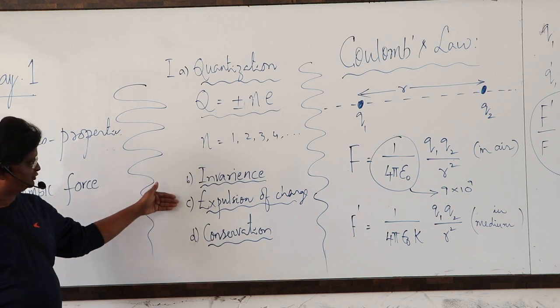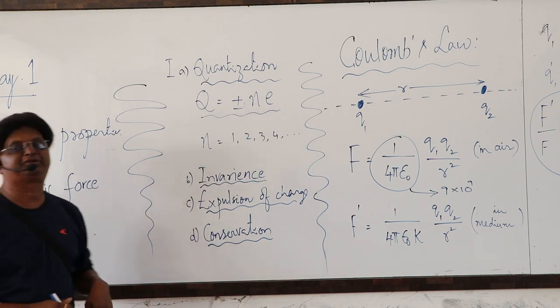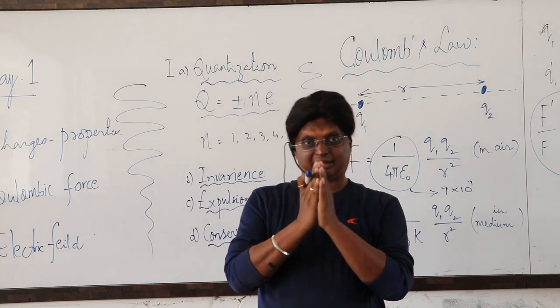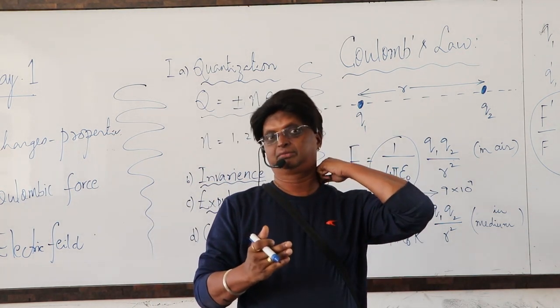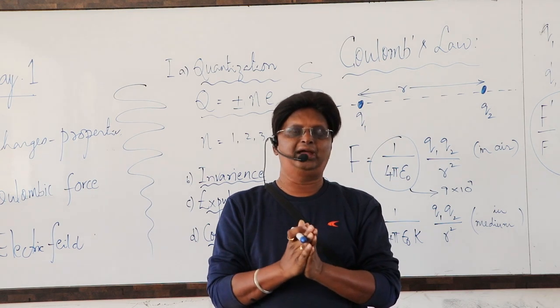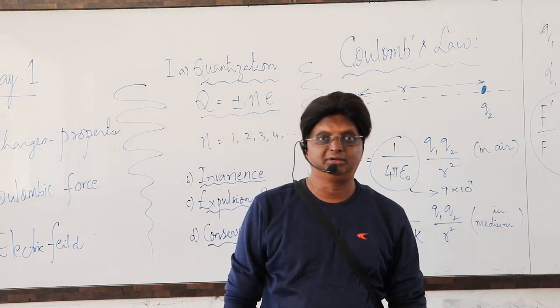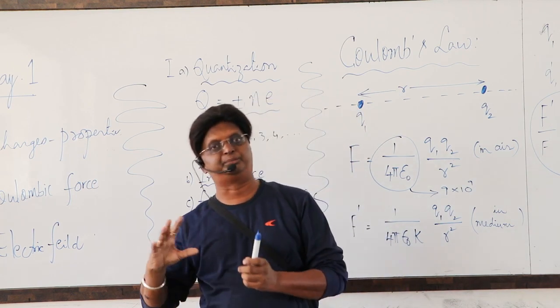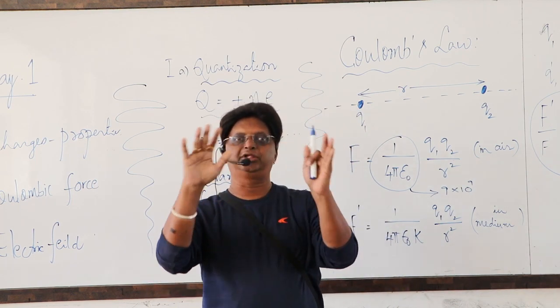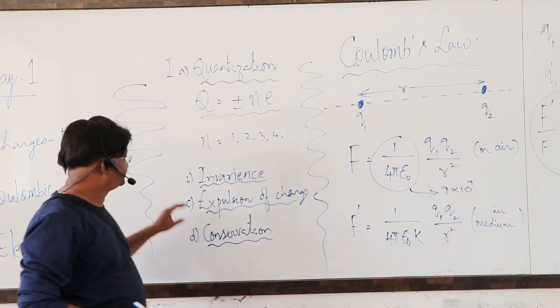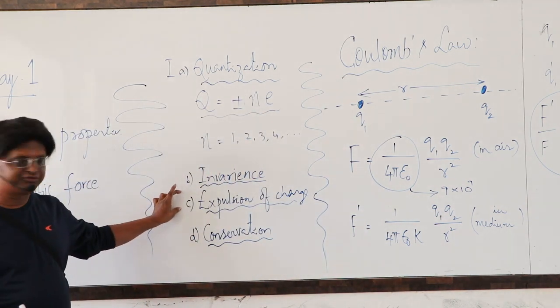And of course, another popular property is expulsion of charge. Whenever a conductor is given charge, all the charge will show a tendency of expelling onto the surface, as if somebody is pushing them. So all the charge will come and reside only on the surface of the conductor. That is the expulsion of charge.